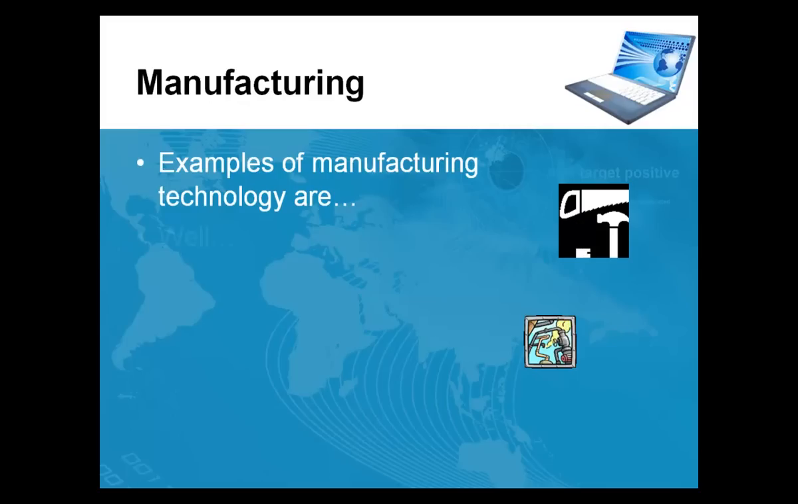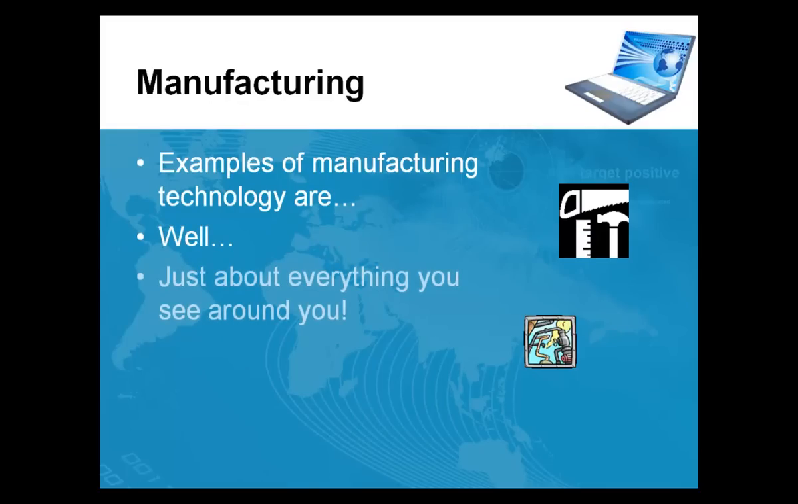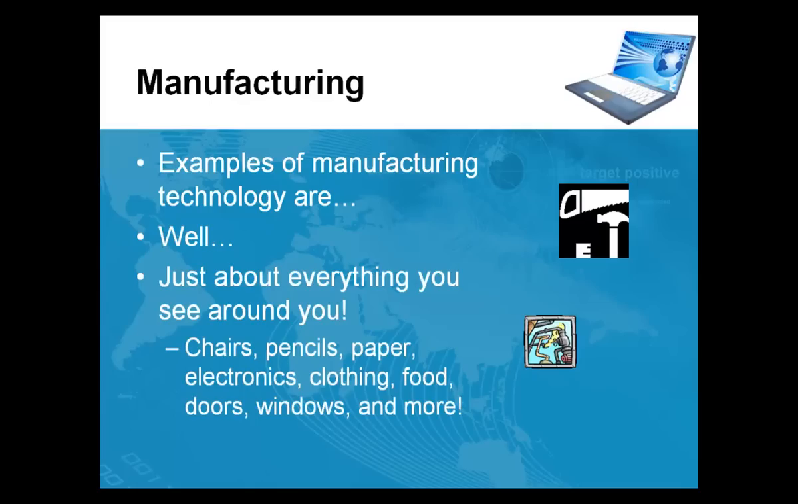Examples of manufacturing technology are, well, just about everything you see around you. Chairs, pencils, paper, electronics, everything you see around you that is not human, animal, or plant would probably be manufactured. Again, we'll talk more about this when we get into manufacturing, but we take natural things like wood, we process them or change them, make them man-made, turn them into lumber, turn them into furniture, and make things out of them. So we start off with natural and we evolve that to manufacturing.